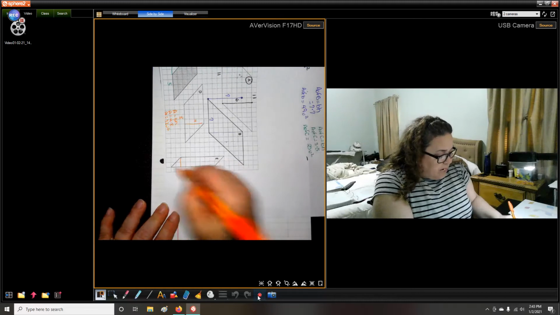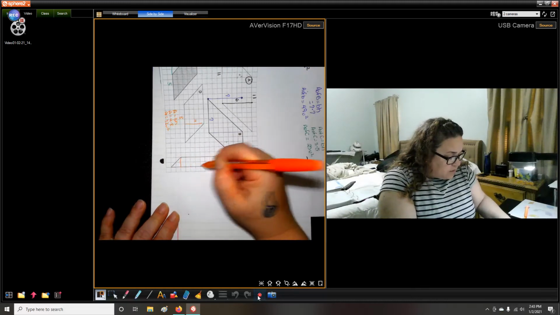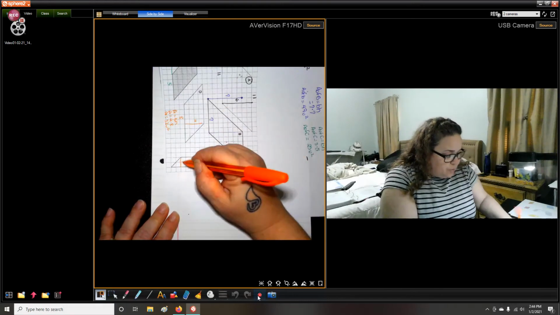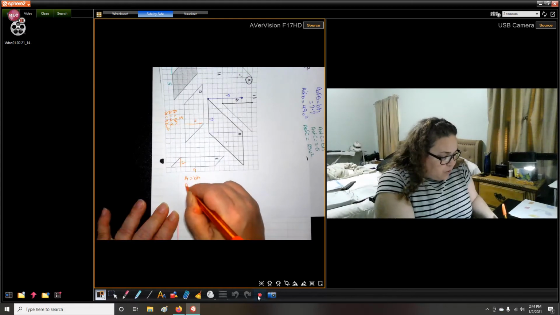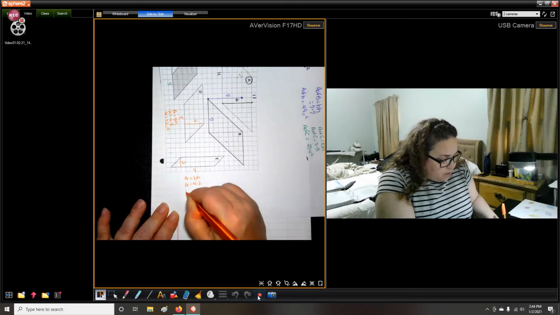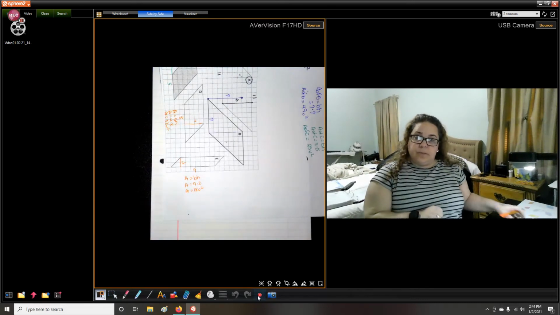Alright, so my base is 1, 2, 3, 4, 5, 6, 7, 8, 9. My height is 1, 2. Area equals base times height. Area equals 9 times 2. Area equals 18 units squared. Alright?